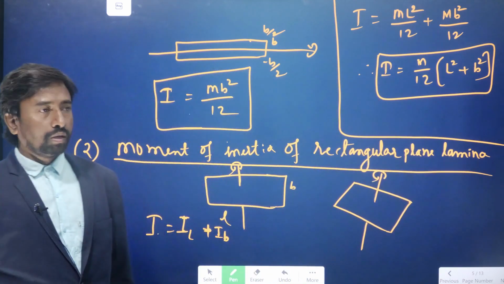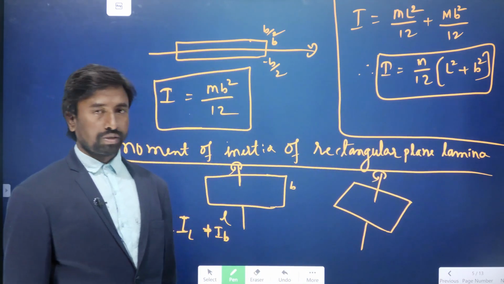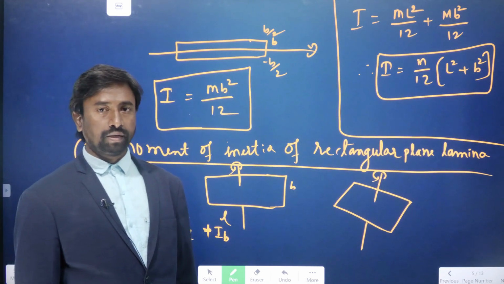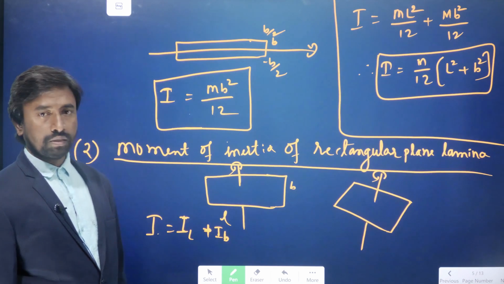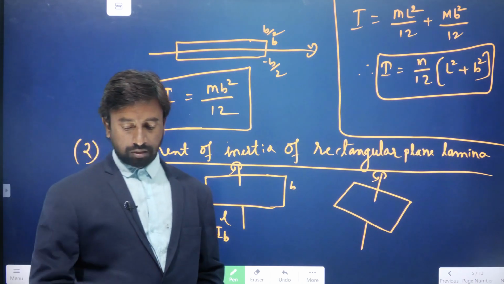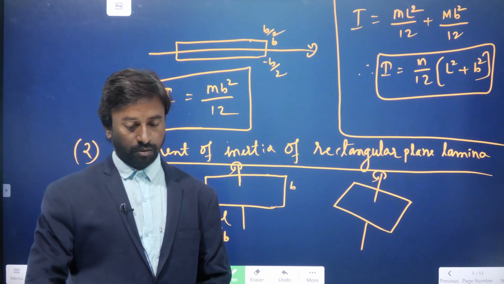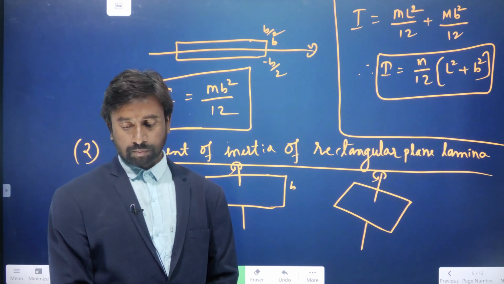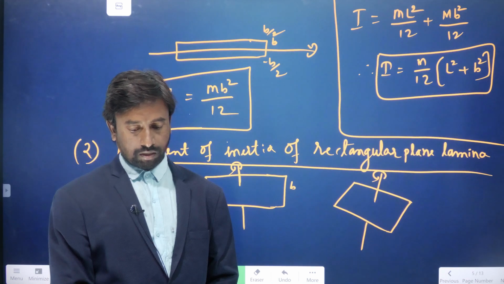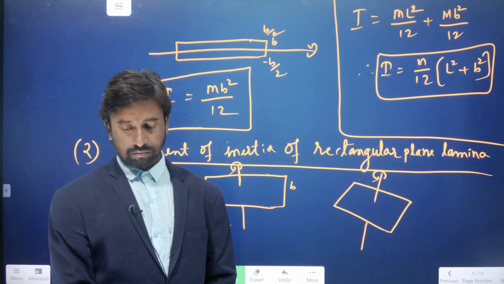Like this, we can even find the moment of inertia about a circular plate or ring, or disc. All that we are going to see in the next class. Tomorrow we will see the moment of inertia of other bodies in which mass is distributed continuously.